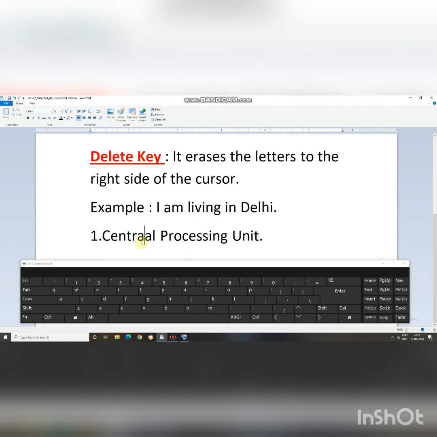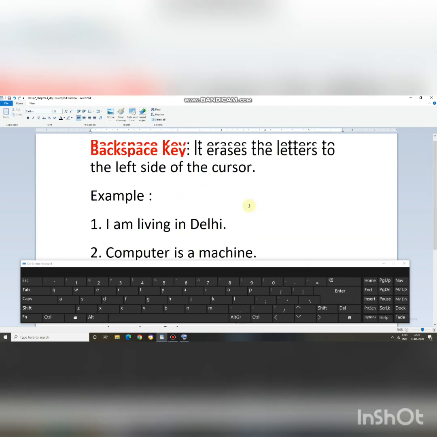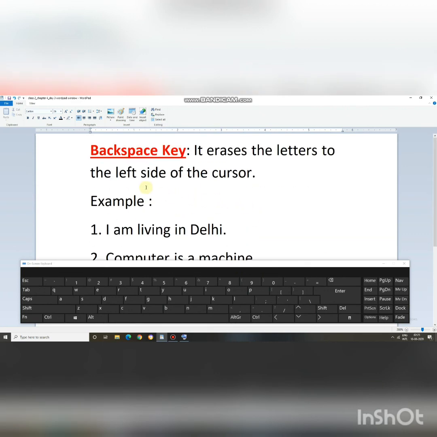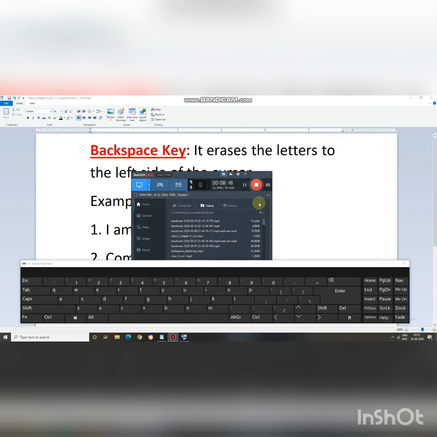Now, where is the A? Where is the mistake in the first word? Central. There should be only single A. So, I have to delete this A, which is on the right hand side. I will delete it with the help of the delete key. Right? So, this is the working of the delete key and the backspace key. A delete key helps you to delete from the right hand side, and the backspace key helps you to delete from the left hand side, right?